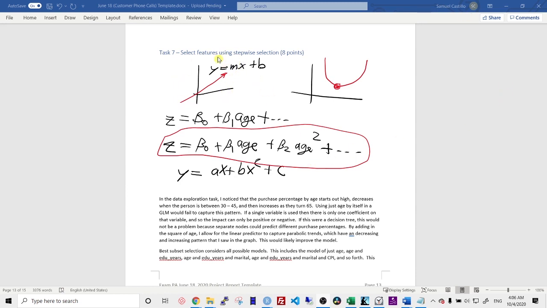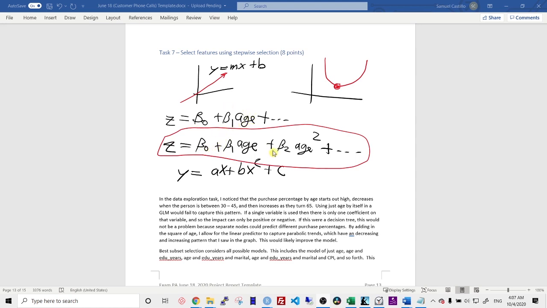On the left here is the equation of a line. You are already familiar with the form y is equal to mx plus b, where m is the slope of the line and b is the intercept term. So the linear predictor is just z is equal to beta 0 plus beta 1 times age, which you can think of as a linear term.